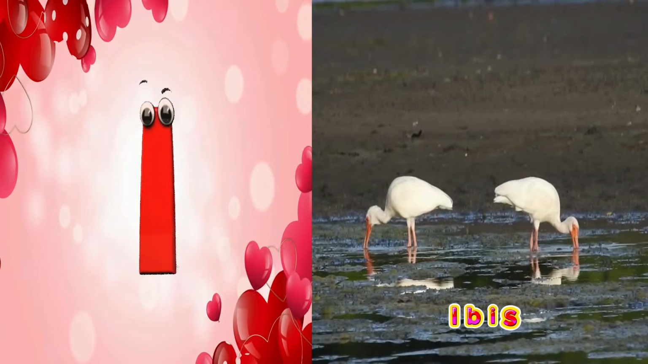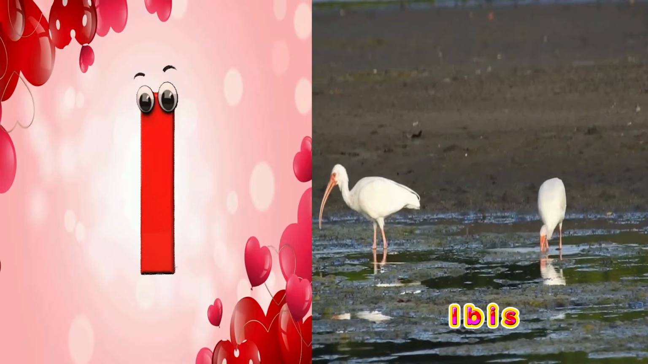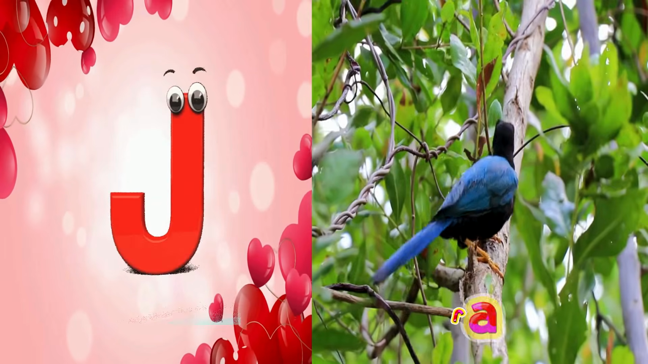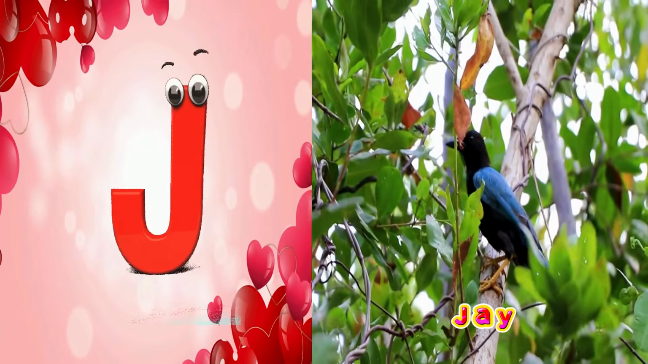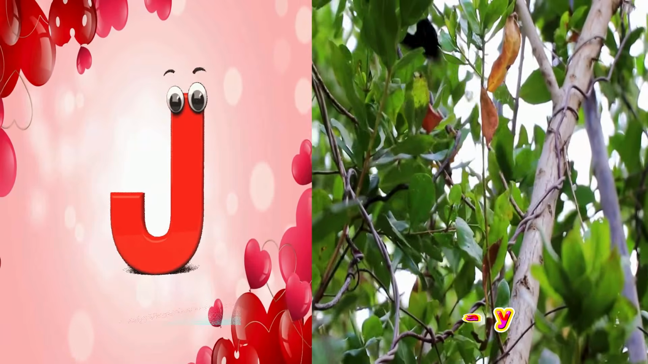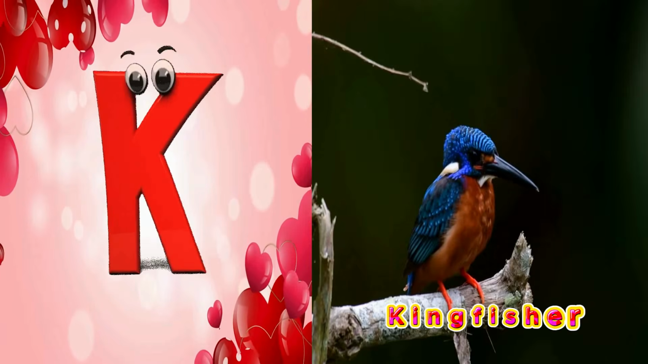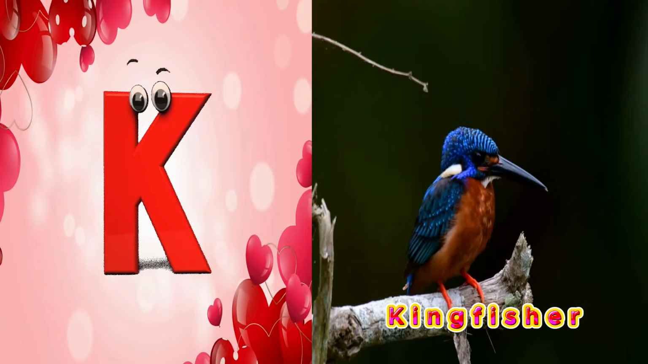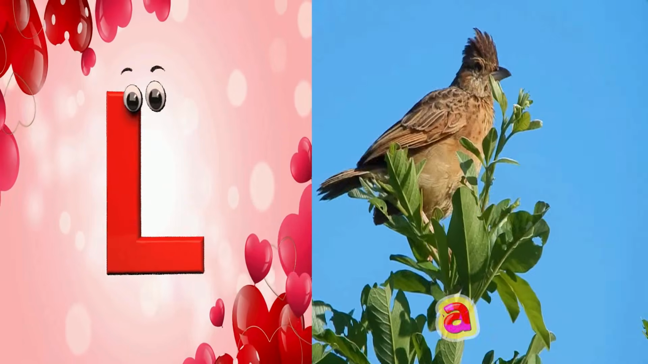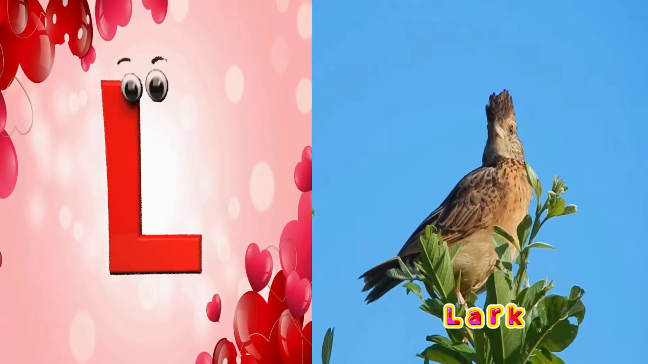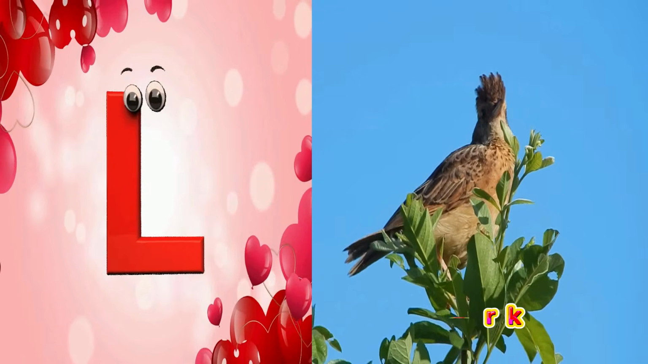I is for ibis. I, ibis. J is for J. J, J, J. K is for kingfisher. K, kingfisher. L is for lark. L, lark.